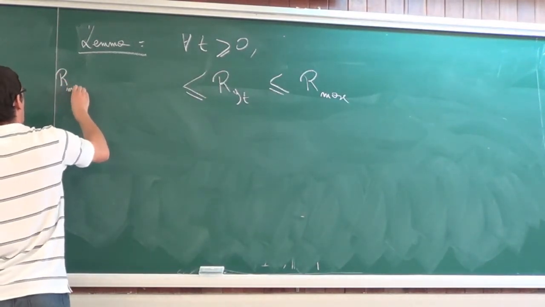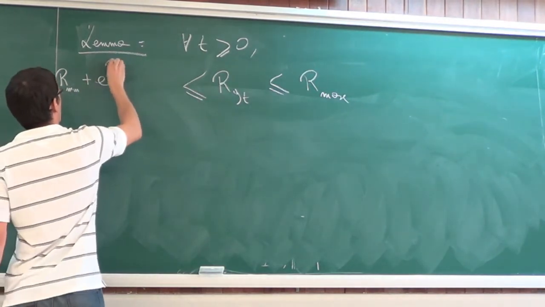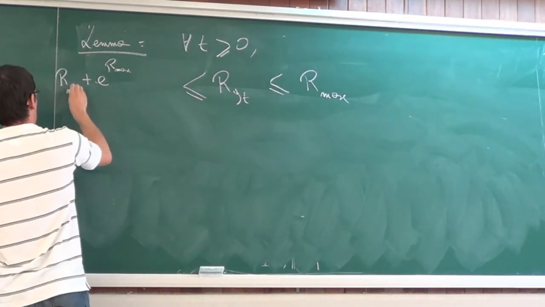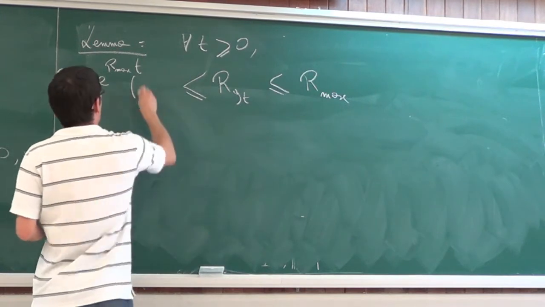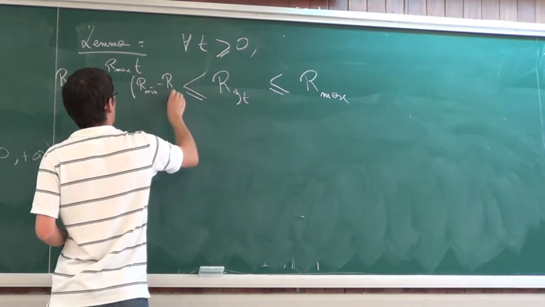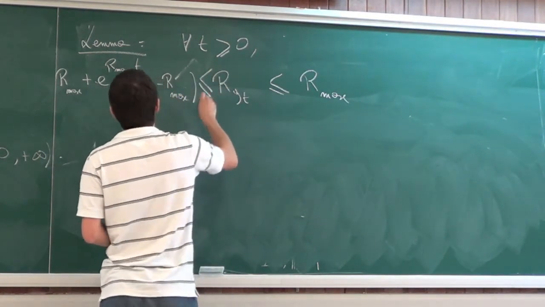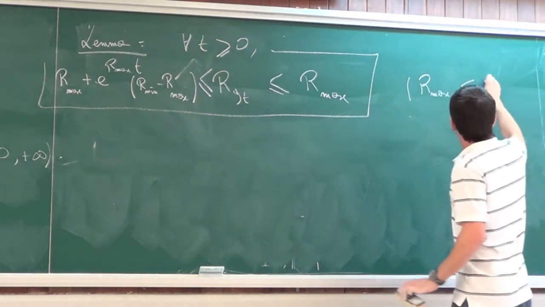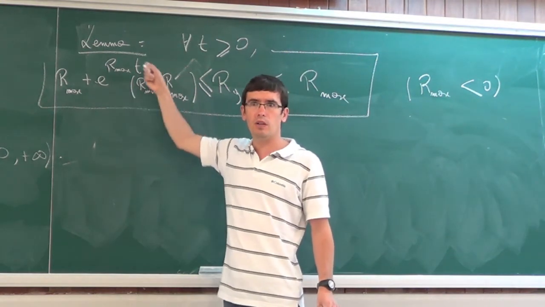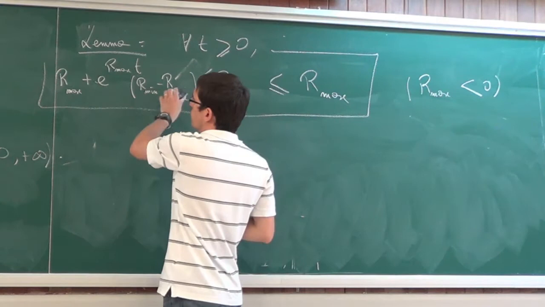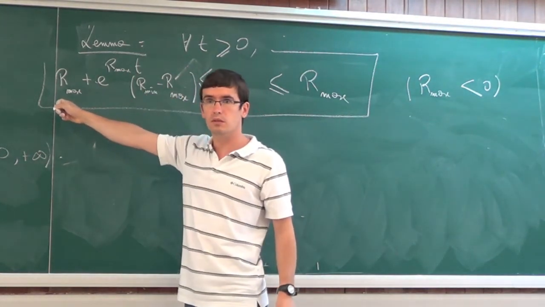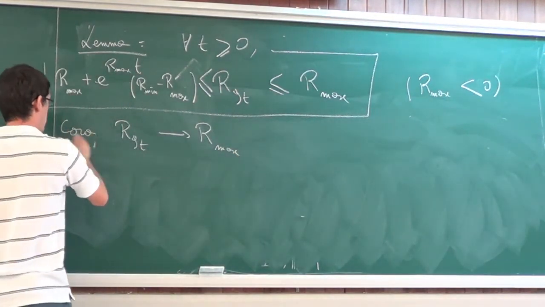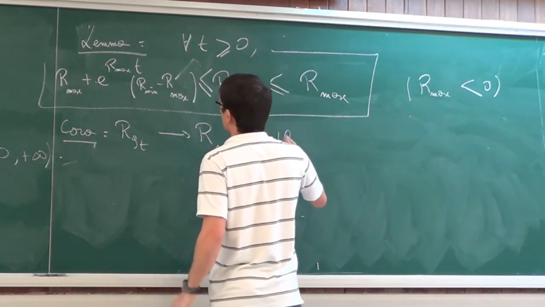I still have my R min plus e^{R max t}, R max minus R min. So remember that R max is a negative number. So you see, at time 0, I only have R min and R max. And when t goes to infinity, this goes to 0, so I only have R max. Okay? So this means that R of g_t goes to R max, with exponential speed, you see.